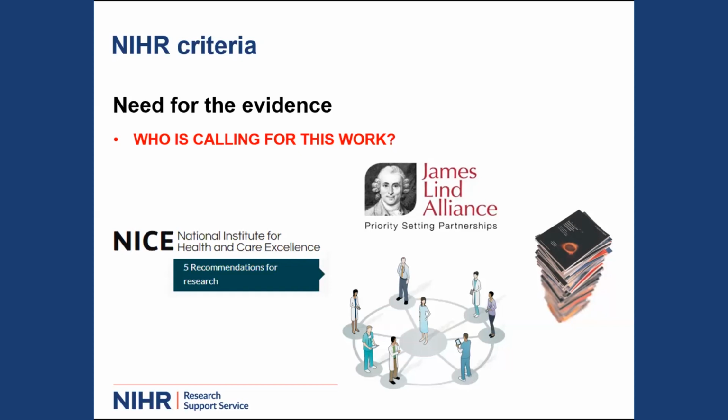They have three close dates a year, and it's worth investigating if you think that your research is actually related directly to a NICE research recommendation or a JLA PSP. They generally don't get many applications per close date, so competition's generally a little bit lower, but you need to be really clear that your research answers one of these directly. They're called the NICE rolling call and the James Lind Alliance rolling call. If you type those into the NIHR website, you'll find a link to them.